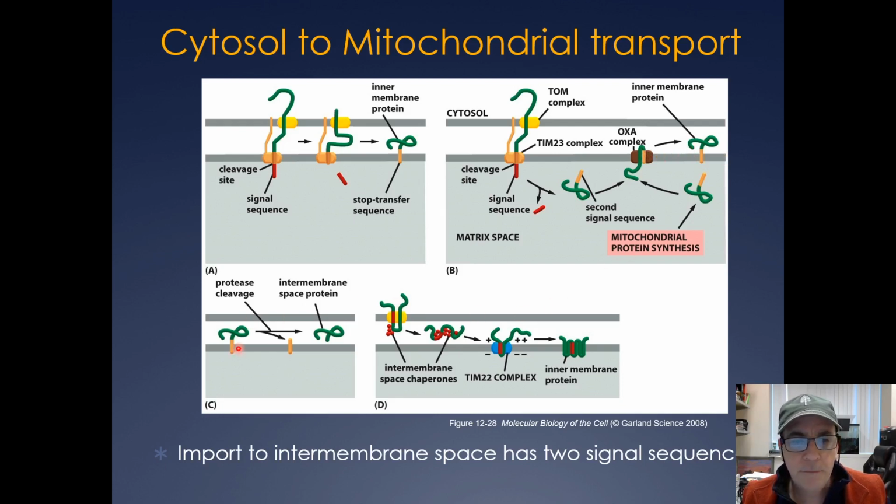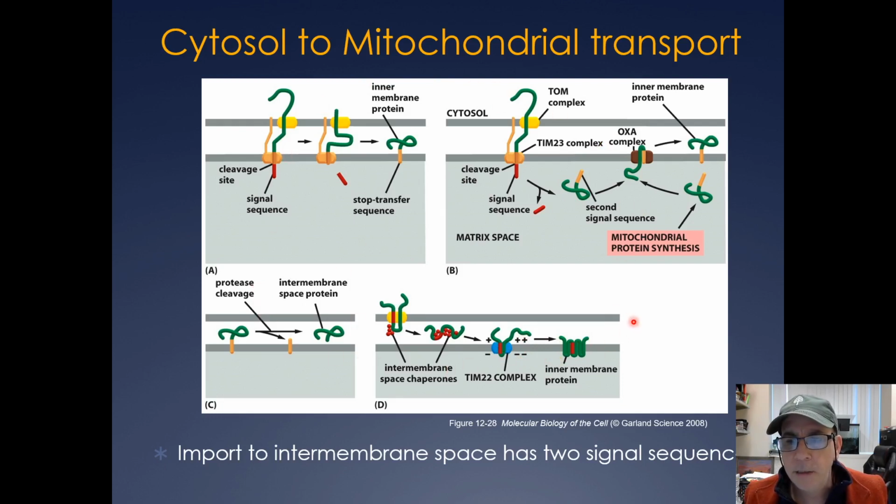You can also have proteins in the inner membrane space where you can actually get it cleaved off, and then it's just an inner membrane space protein. Or you can have mechanisms where something goes through TOM, it's bound by chaperones, and then passed to the TIM22 complex using the membrane potential, and then it becomes an intermembrane protein. So like I said, it's a bit complicated on how it does it.